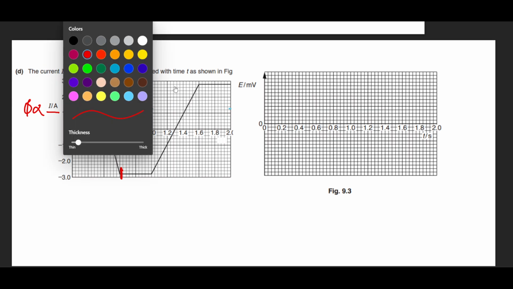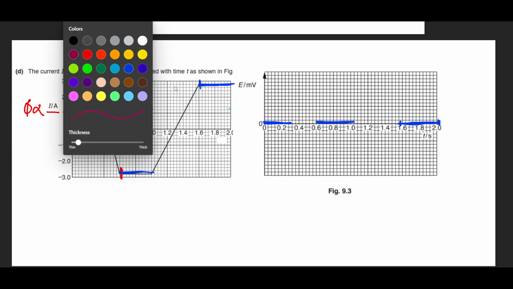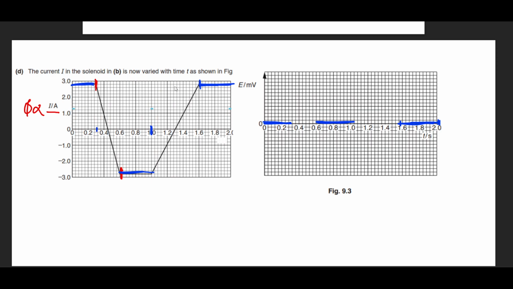Now, first, very simple. First, let's draw those regions in which there will be no induced EMF, because the current is not changing. So from 0 to 0.something at this point, the graph will remain 0. And from 0.6 to 1.0, the graph again remains 0. No voltage, no change in flux. And from 1.6 onwards, again, the voltage is 0. So wherever you see a flat line, wherever the gradient is 0, wherever there is no change, there will be induced EMF of 0 volts.